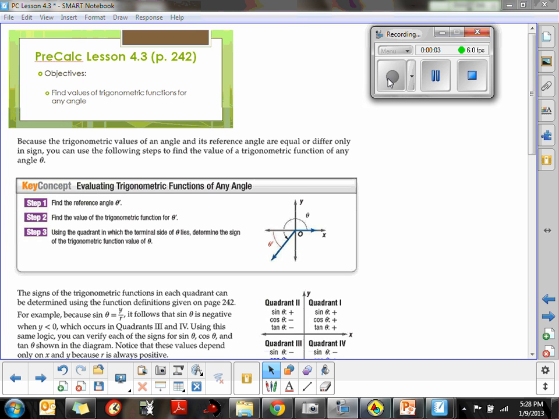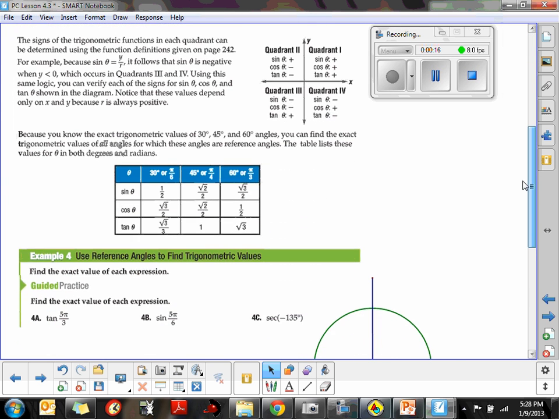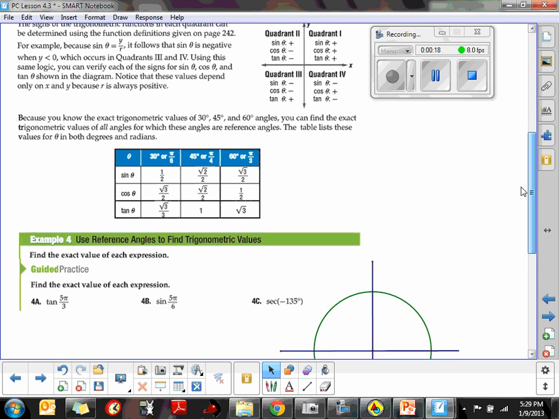In the previous examples and video, what we did is we found the reference angles. In this video, we're going to find the reference angles and use those reference angles to find the exact values of some common angles. They have some summaries of things that I went over in an earlier video about the signs in the quadrants, first, second, third, and fourth.